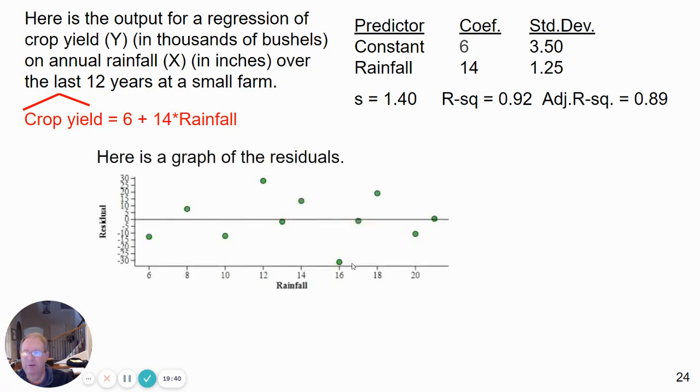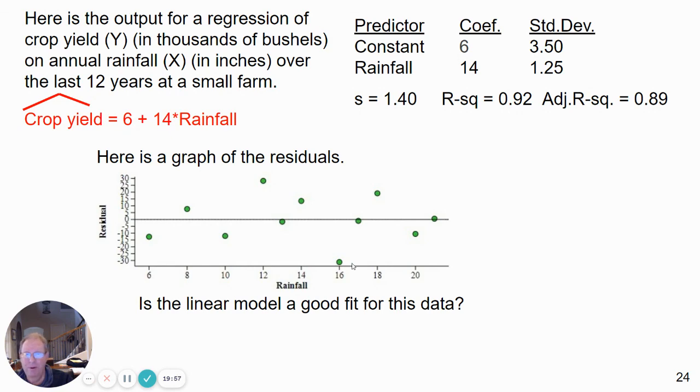One last question. Here is the graph of the residuals. So we've done our residual plot. We've got our residual plot right here. And the question is this: is the linear model that we calculated a good fit for the data? Well, we have a high r squared, so that's a good sign.